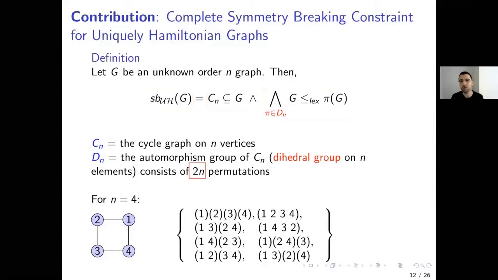So to express the constraint here that breaks the rest of the symmetries, we can do it using a polynomial sized constraint, or actually using a linear number of lex constraints.